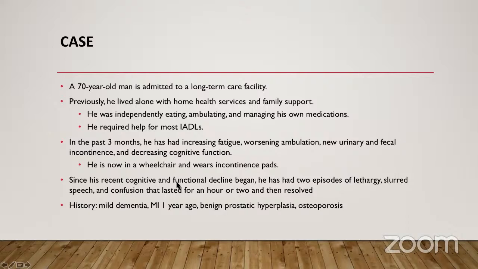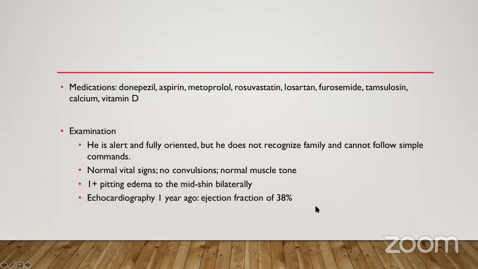Since his recent cognitive and functional decline began, he has had 2 episodes of lethargy, slurred speech, and confusion that lasted for an hour or 2 and then resolved. Then the history: mild dementia, MI 1 year ago, benign prostatic hyperplasia, and osteoporosis.